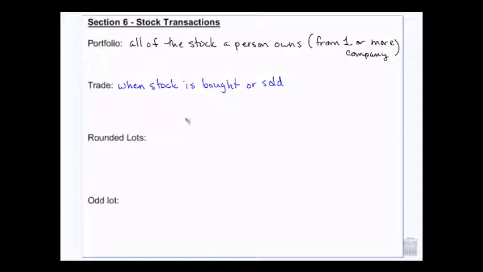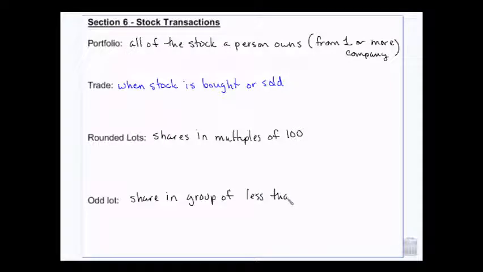Okay, a rounded lot is when you buy shares in multiples of 100. And an odd lot is any share that is in a group of less than 100. So if I buy 70 shares, I'm buying an odd lot. If I buy 200 shares, I'm buying 2 rounded lots. If I buy 356 shares, I'm buying 3 rounded lots and 1 odd lot. Does that make sense?